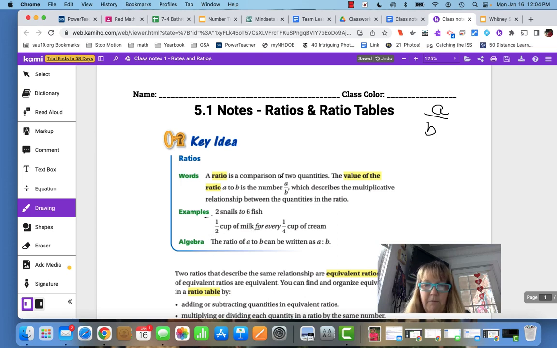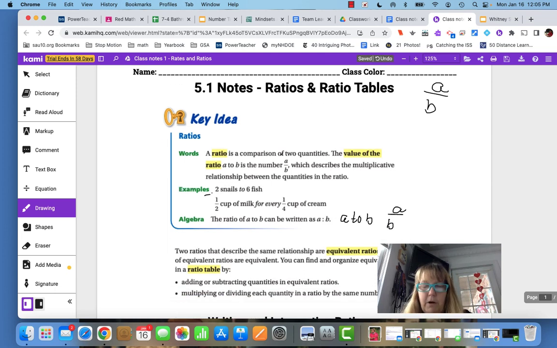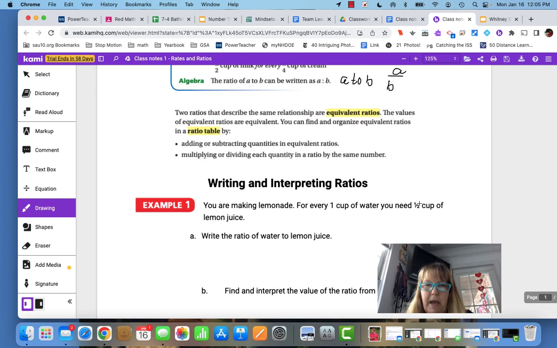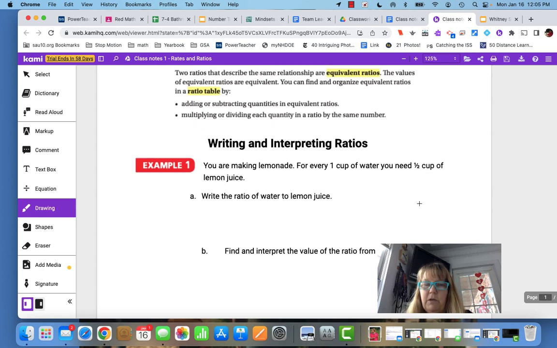And 1/2 cup of milk for every 1/2 cup of cream. So if you had 1 cup of milk, you would have twice as much cream as here, so you would have 1 cup. The ratio of A to B can be written as A colon B. You can also see it as A to B, and our personal favorite, which is A over B. A ratio that describes the same relationship is called an equivalent ratio. The values of equivalent ratios are, well, they're equivalent. You can find and organize equivalent ratios in ratio tables by adding and subtracting quantities in equivalent ratios and multiplying and dividing each quantity. We're going to multiply and divide.